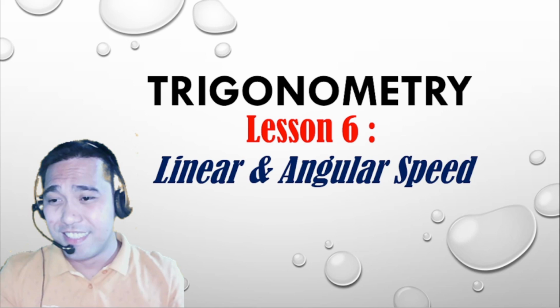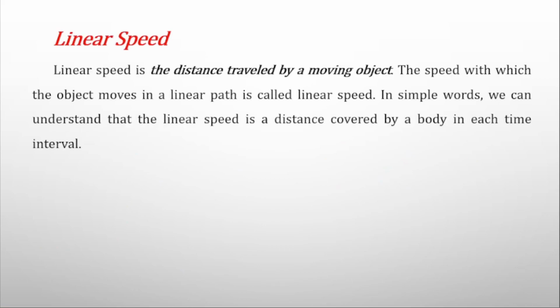This video lesson will discuss linear and angular speed. Let us define linear speed. Linear speed is the distance traveled by a moving object. The speed with which the object moves in a linear path is called linear speed. In simple words, linear speed is the distance covered by a body in each unit of time travel.